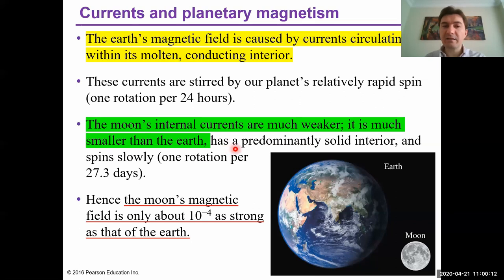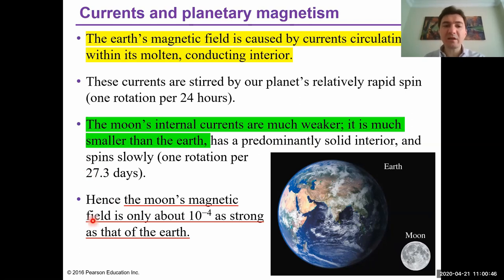And the moon has a predominantly solid interior. Here we are talking about a molten interior within the Earth, but a solid interior within the moon. And the moon spins slowly, one rotation per 27 days, let's say. So for Earth, one rotation per day; for the moon, one rotation per 27 days.